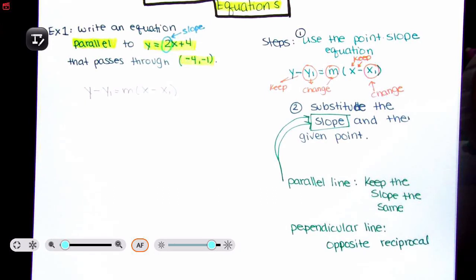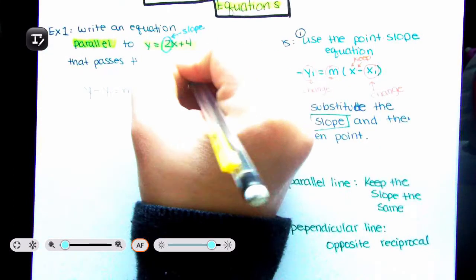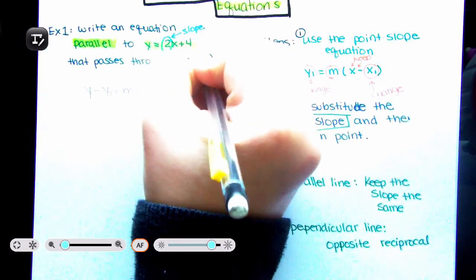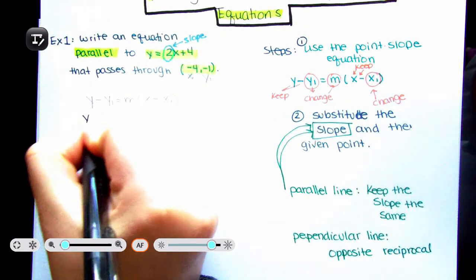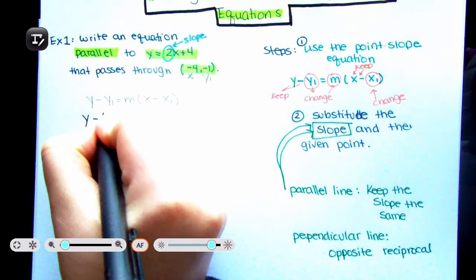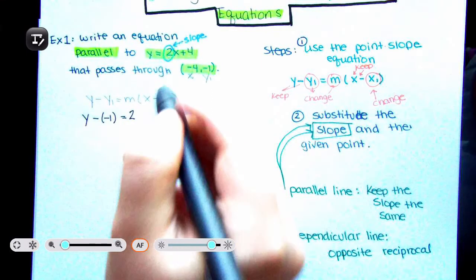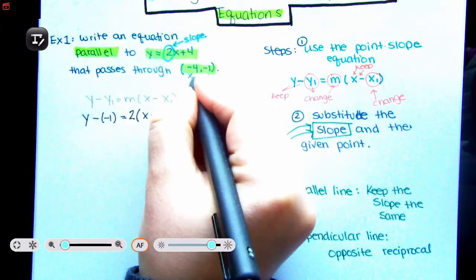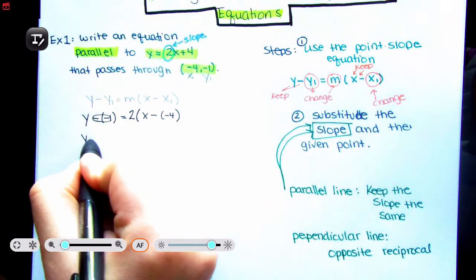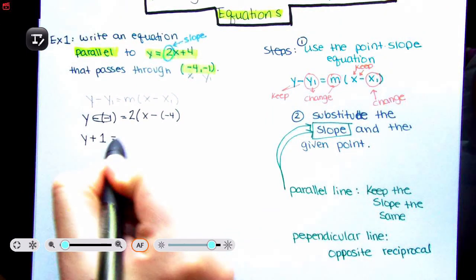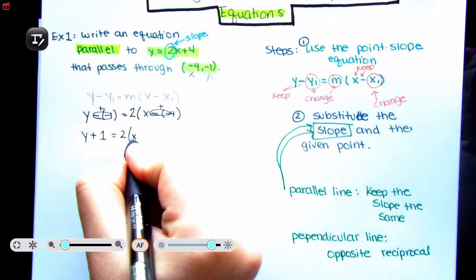Okay, so step number 1 is done. Step number 2 is you're going to substitute your slope and your given point. So remember, always label your point so you don't make silly mistakes. Let me actually get another marker. So keep, change. Change your slope. Again, we're keeping the slope the same because we want something that's parallel. Keep, change. So then we have y, if you can circle it, makes it a plus. Y plus 1 is equal to 2 times, if you can circle it, it makes it a plus. X plus 4.